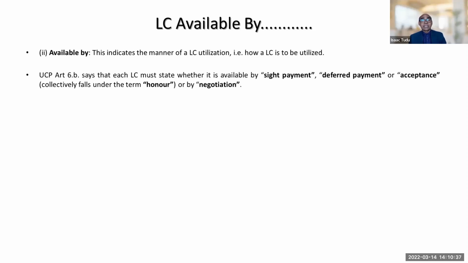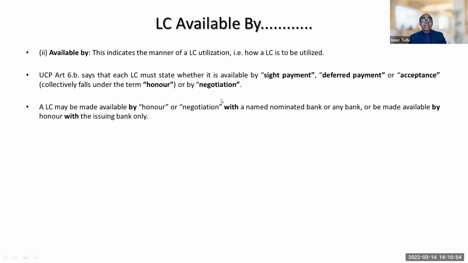UCP Article 6B says that each LC must state whether it is available by sight payment, by deferred payment, or by acceptance. All three put together falls under the term honour, or LC is available by negotiation. So a LC may be made available by honour or negotiation with a nominated bank or any bank, or be made available by honour with the issuing bank only.